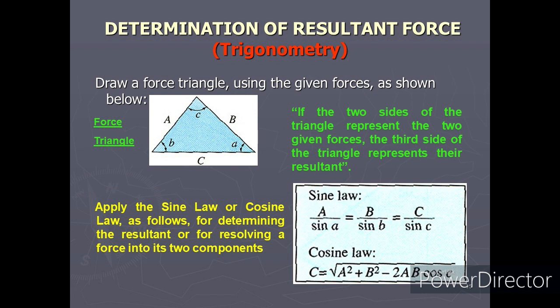Determination of resultant force using trigonometry. We draw a force triangle. You remember we first draw a parallelogram, okay, which divides it into two triangles, and then take any of the triangles and analyze using trigonometry by applying either the cosine formula or the sine formula. This is the sine formula and this is the cosine formula, isn't it?